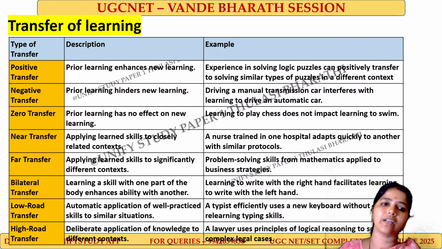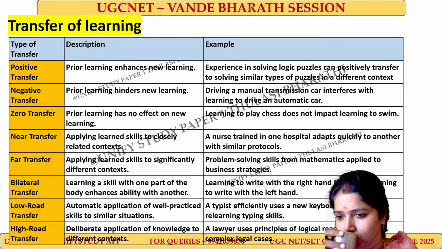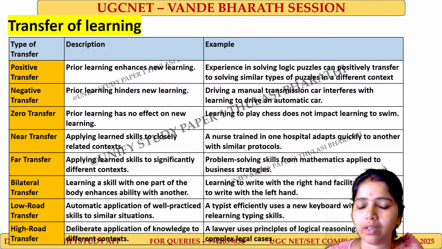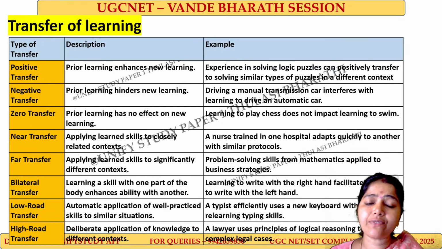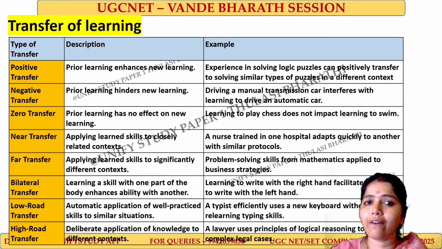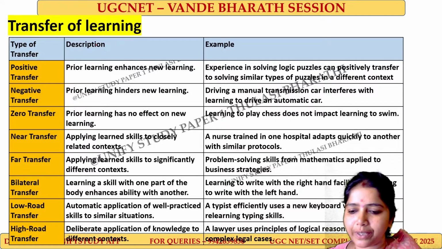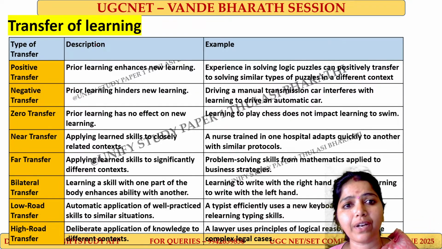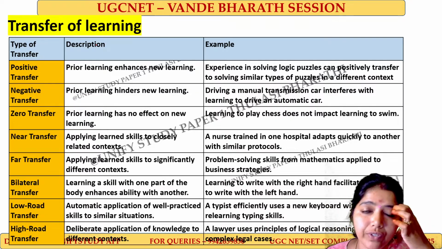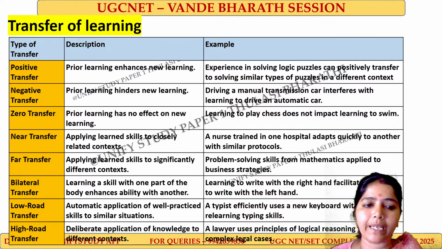Very, very important, a definite asked question from this area. So, transfer of learning. Transfer of learning means whatever I have learned, I have to transfer my knowledge, right? In new experiences. These are the different types of learning: positive transfer, negative transfer, zero transfer, near transfer. I'll take four by four so that we can complete it.